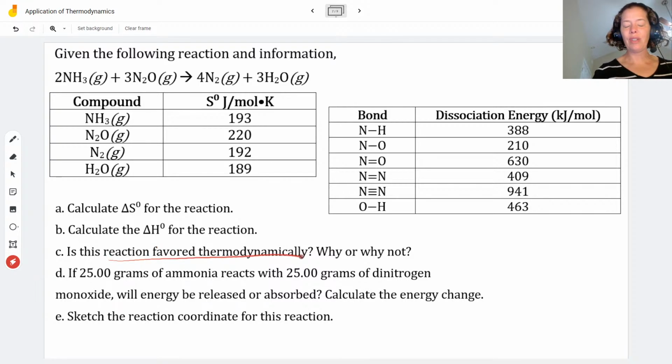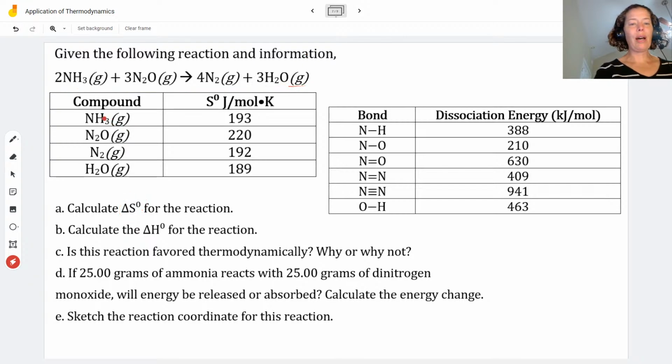We need to figure out if this is favored thermodynamically, and then we need to figure out how much energy is released, calculate the energy change, and again sketch the reaction coordinate for this reaction. So we've got a lot of work to do. So let's go ahead and start with A. So we need to calculate delta S for this reaction.